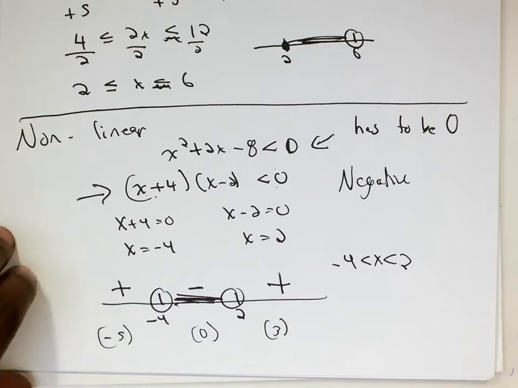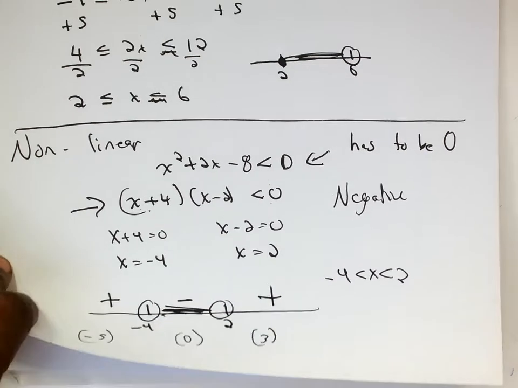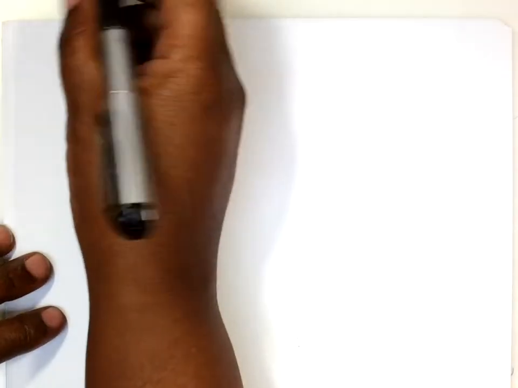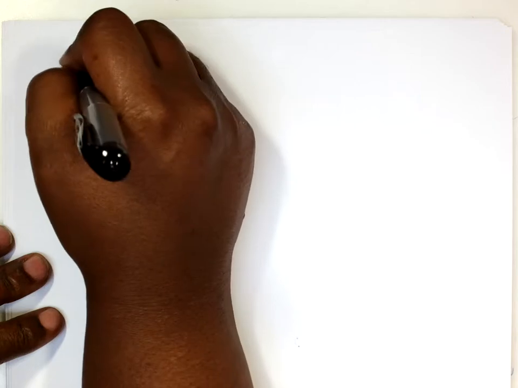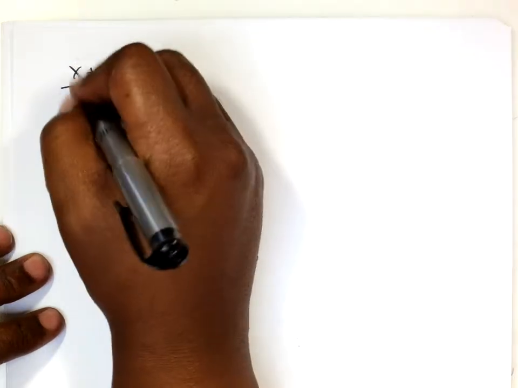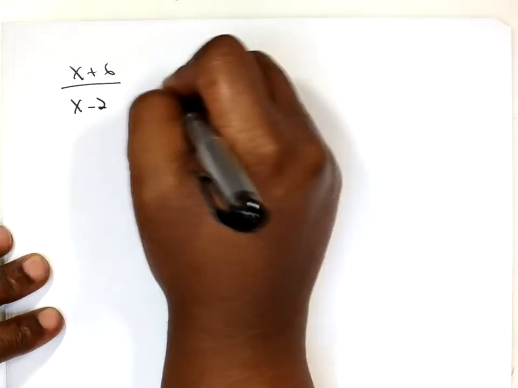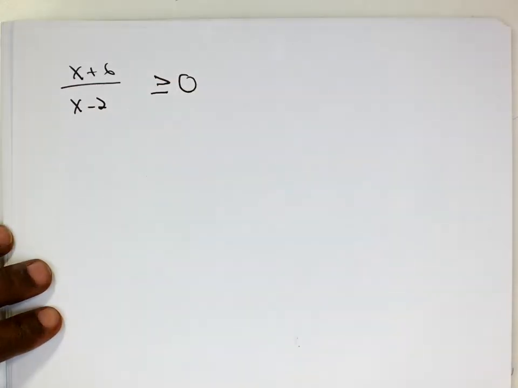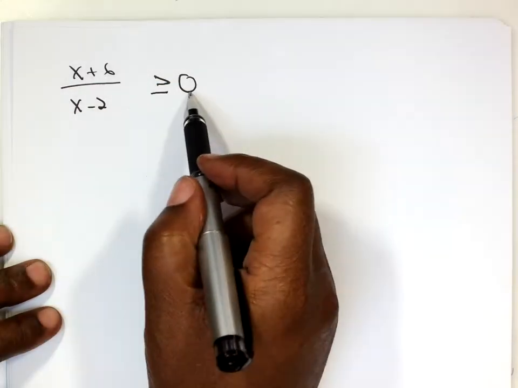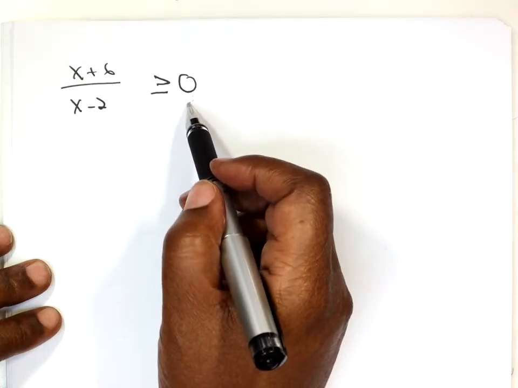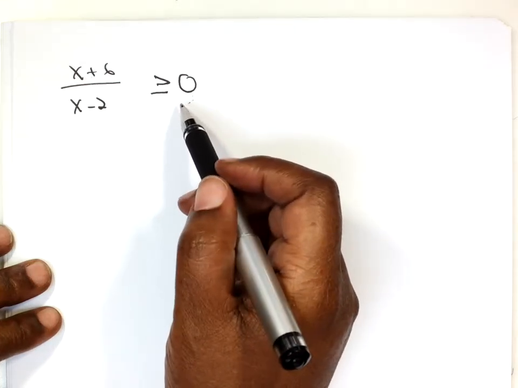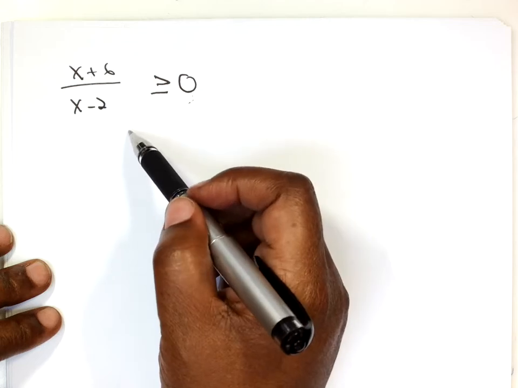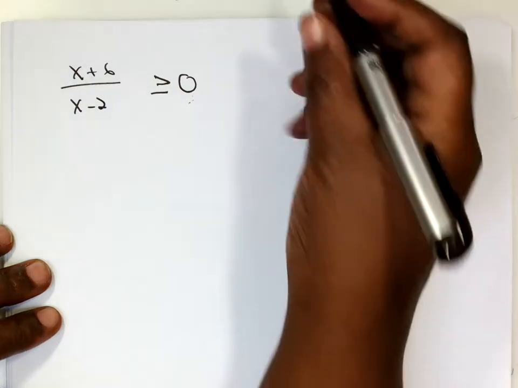And I want to do one more nonlinear. And this is a rational. So I have x plus 6 over x minus 2, and I want it to be greater than or equal to 0. So again, this is already set to 0. So I can start looking at it, and I want to find what makes it 0 or undefined. And these are called critical values.